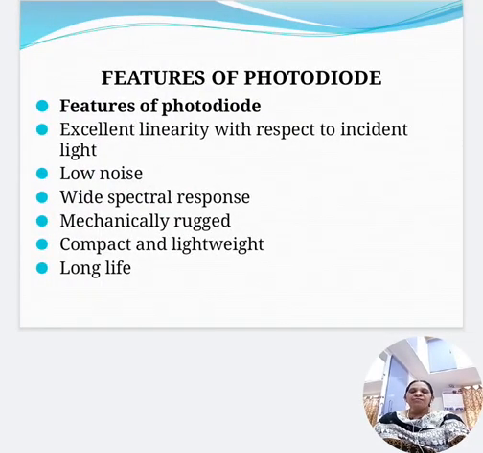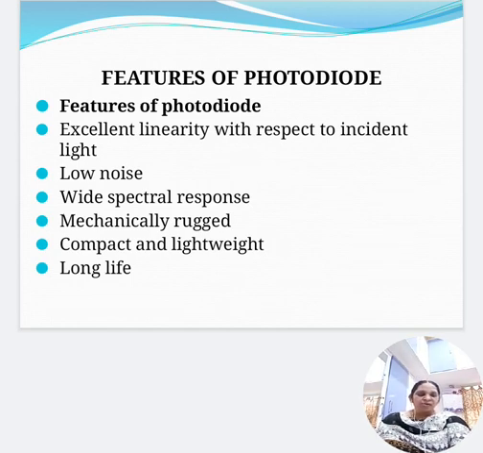Then, features of the photodiode. When we see the features of the photodiode, they are excellent. They have excellent linearity with respect to incident light, low noise, and wide spectral response. Mechanically, they are rugged, compact and lightweight, and they have a long life. These are the features of photodiodes.